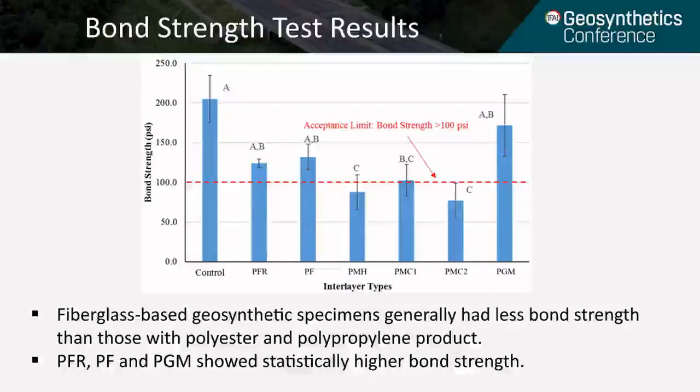In general, the specimens with fiberglass-based geosynthetics, except PGM, showed less bond strength than those with polyester or polypropylene-based geosynthetic interlayer. From a statistical point of view, we see PFR, PF, and PGM showed higher bond strength than others.